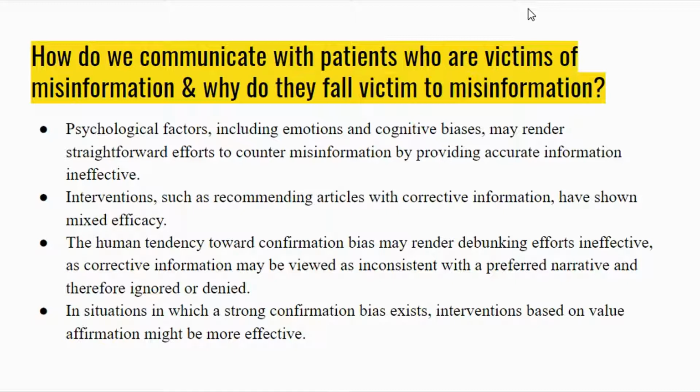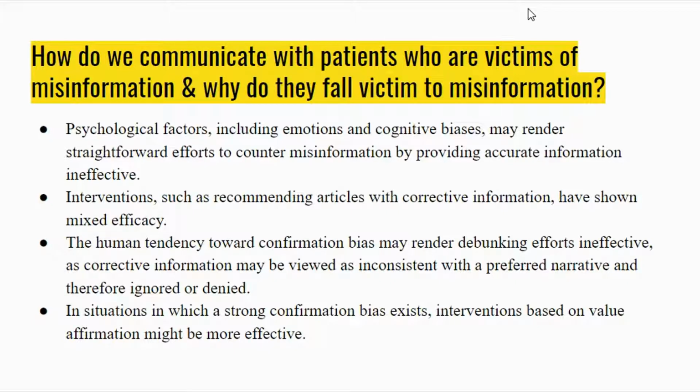Whereas value affirmation, you appeal to their better nature. You focus on the positives they've got. If someone's doing research and taking an active interest in something, maybe allude to the fact that they seem switched on. They seem like they're interested in finding out the truth, and they seem to have a level of intelligence that they can understand things.